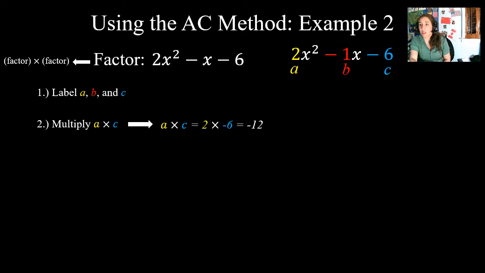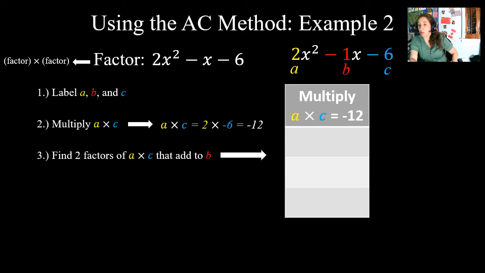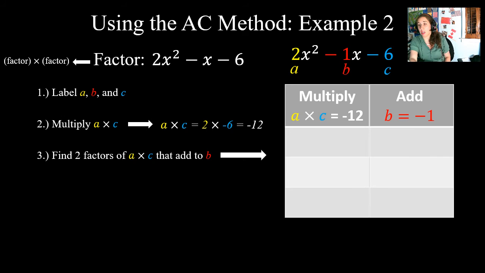So now my second step to the AC method, I multiply A times C, which will give me 2 times -6, right? My A was 2, my C was -6. 2 times -6 is -12. The next step I'm going to do is draw my table because I need to find 2 factors of A times C that add to B. So on the left side of my table goes multiply, and guys, I do this every single time. I make a table. On the left side, I write multiply, A times C, and I write what that equals. And on the right side, I write add, and I write what my B equals. Because I need 2 factors of A times C, which is -12, that are going to add to B, which is -1. So I'm going to start on my left side, my multiply side, and I'm going to think of all the factors that I possibly can for -12.